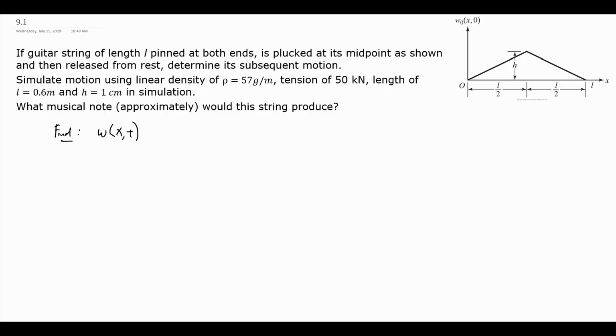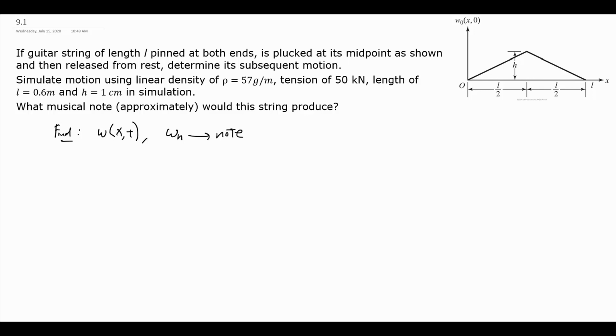And we also are going to want to find what note it's going to produce, which we'll be able to do once we know the natural frequency of this string. So really what we want to find are the natural frequencies, which we're going to need to do as part of this, and then convert that into the tone or the note that we would perceive.